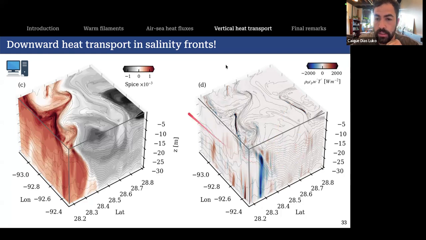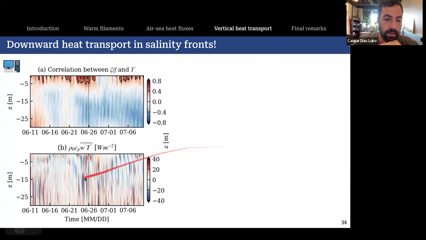And if we average this vertical heat transport along the shelf, we picked a 90 kilometers by 90 kilometer box. If we average it and see what happens in time, that's the plot that I'm showing here, time on the x-axis and depth on the y-axis. This is a vertical heat transport average on the shelf.